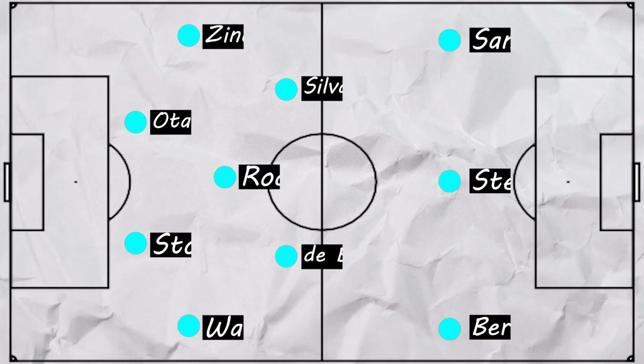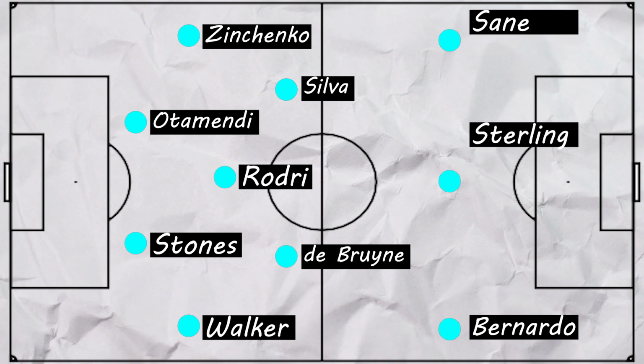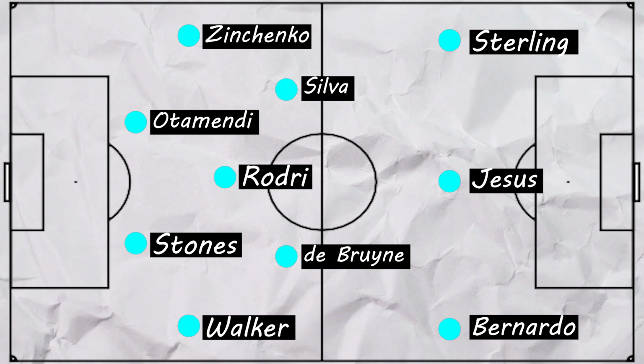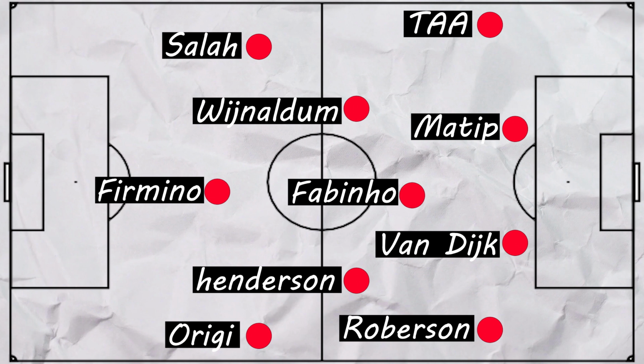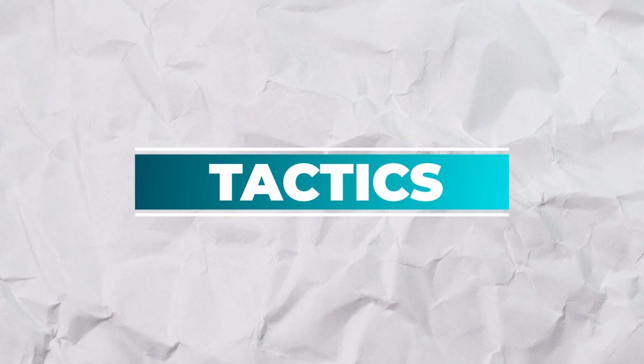City lined up in a 4-3-3, but Sane was injured early on, with Jesus coming on as a replacement. Liverpool also stuck to their trusty 4-3-3, with their main missing man being Mane. We'll start with what City did when they were in possession.